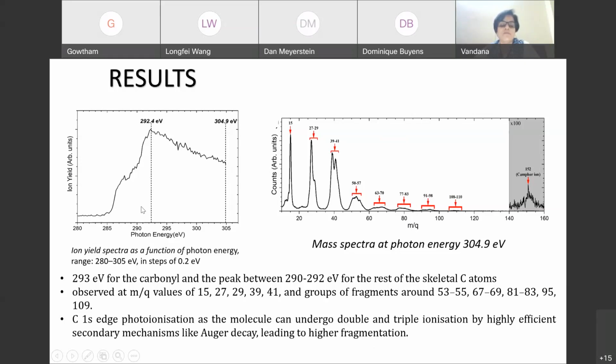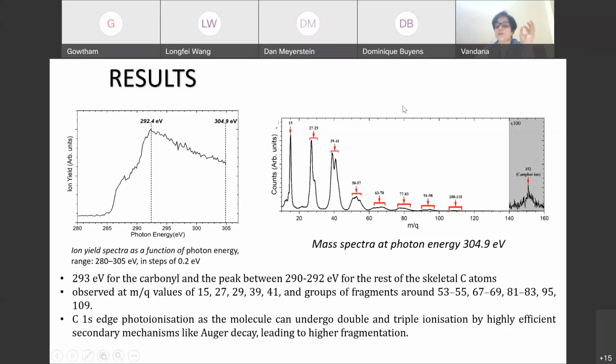This side is basically coming from the ionization of the rest of the C atoms in the camphor molecule. However, the peak at somewhere around 293 comes from the ionization of the carbonyl atom. So there is a carbonyl group, a CO attached to that camphor, and that is where it is coming from. So we are fixing our energy at somewhere around 292.4, and then we will be doing most of the experiments here.